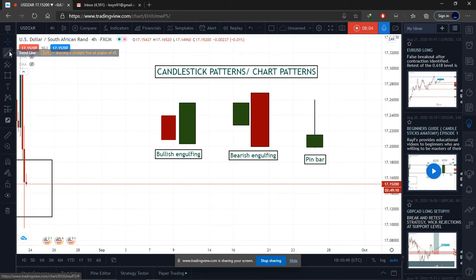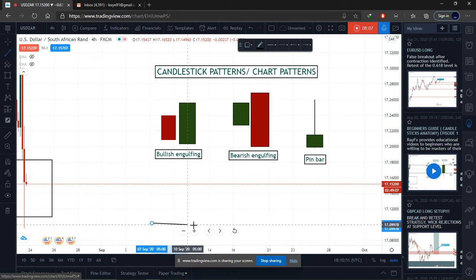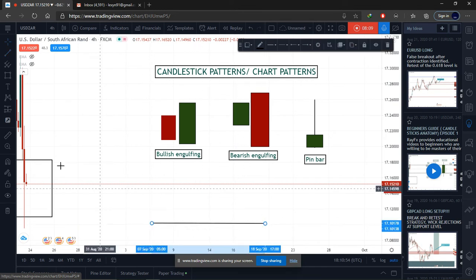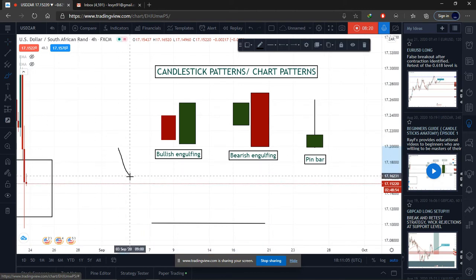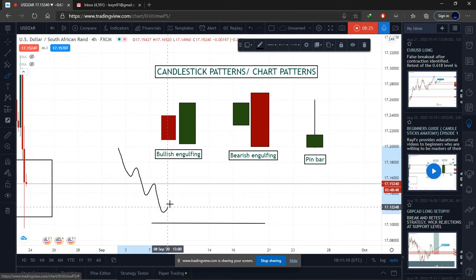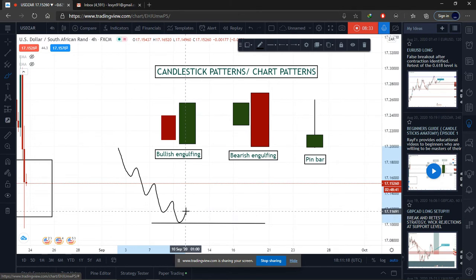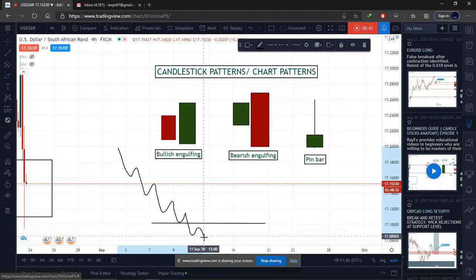Someone asked me what a double bottom or double top is. Let's say there's a support level, and we have a downtrending market. It makes a lower low, lower high, a lower low, lower high, lower low, and then it gets to this support level. What will we be anticipating? A lower high, and then the next move we'd anticipate is a lower low, and it continues in a downtrend.